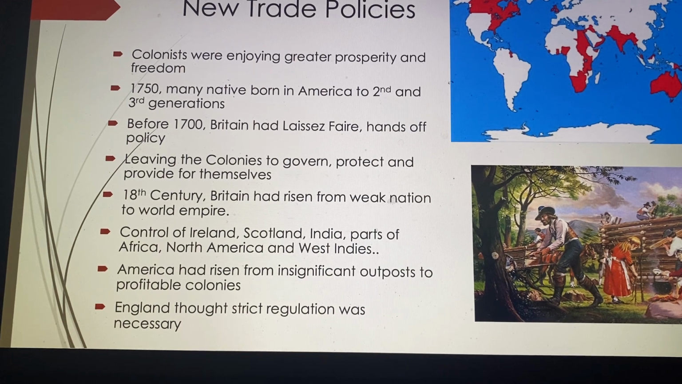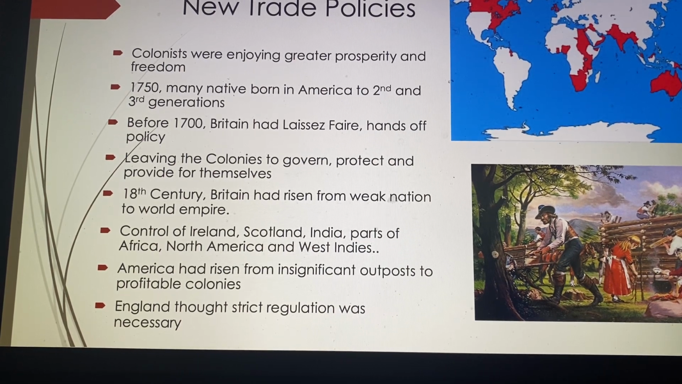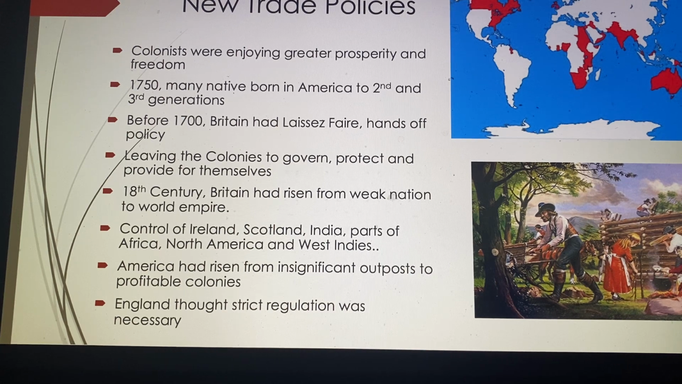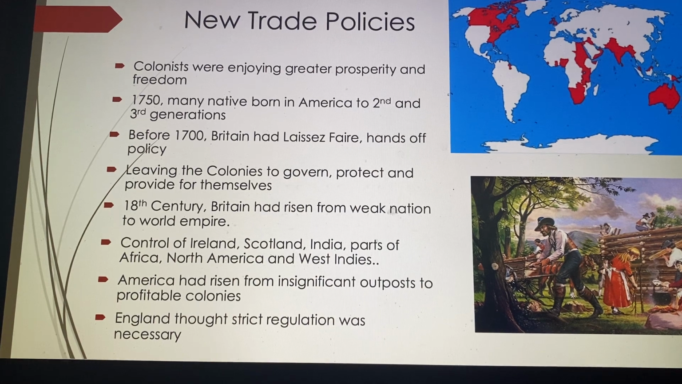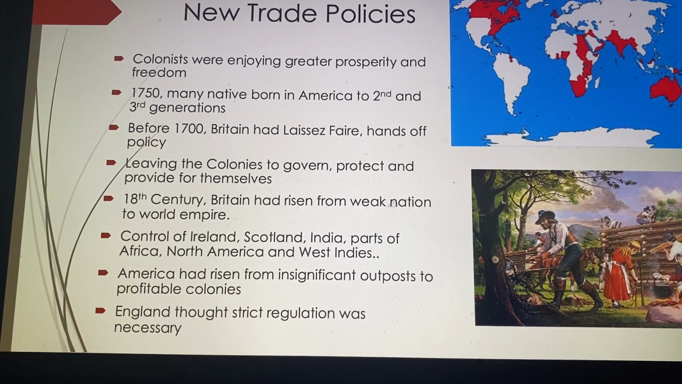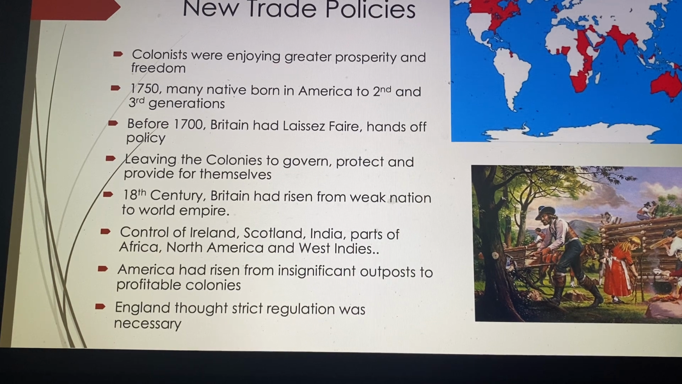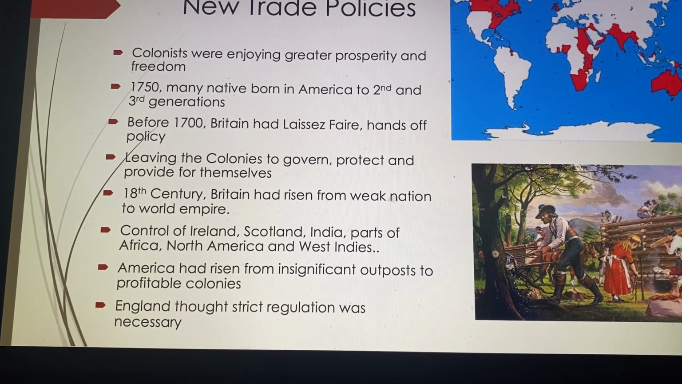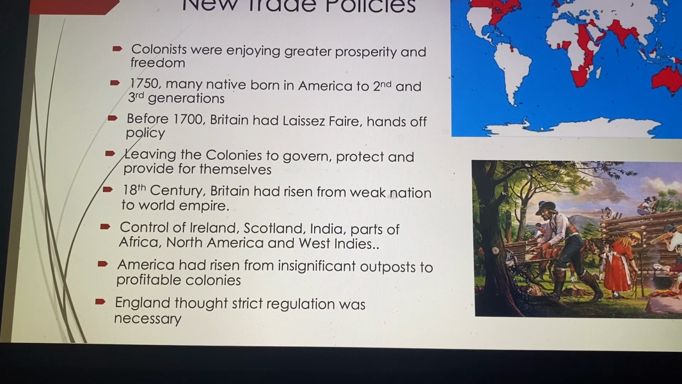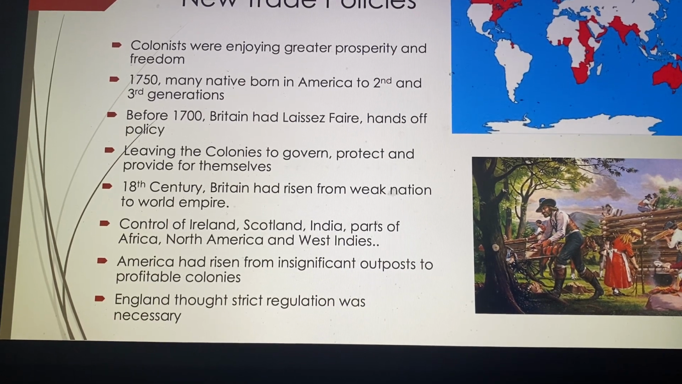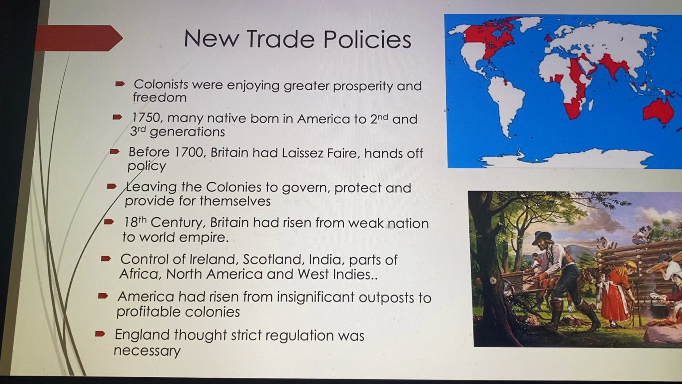So Britain controlled, as you see in the picture, Ireland, Scotland, India, parts of Africa, North America, and the West Indies. That's a lot of colonies. America had risen from this insignificant outpost position, as just the wilderness, to profitable colonies. The colonies were prospering. So England thought, okay, now we need strict regulation, and this would be necessary for a prospering America. So let's see what happens then.